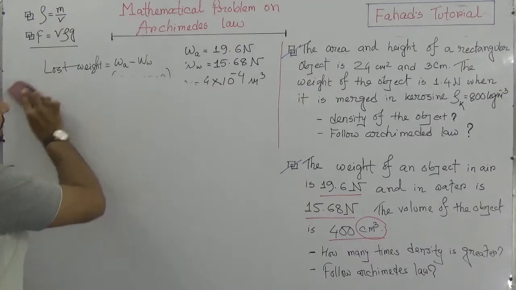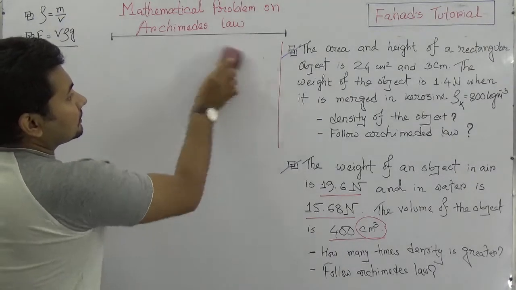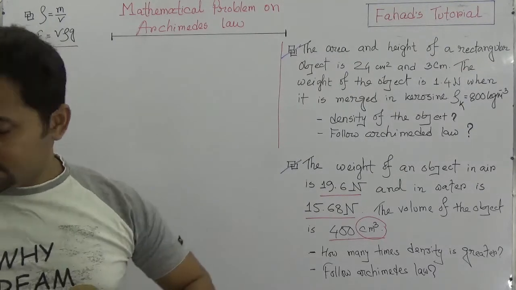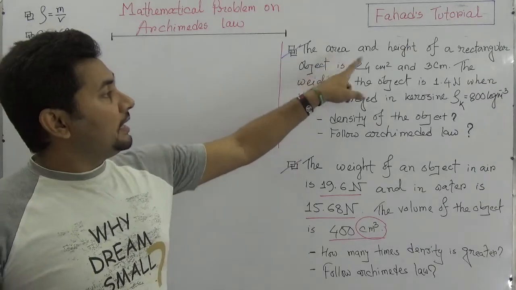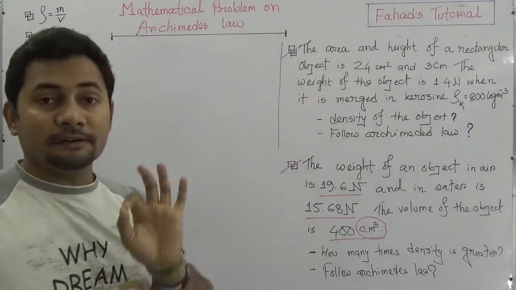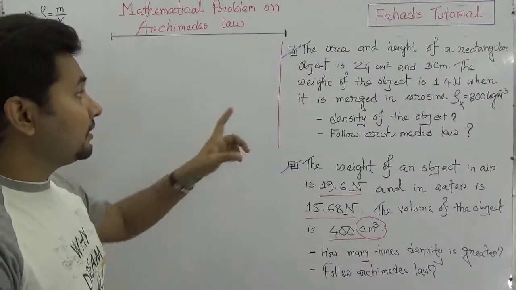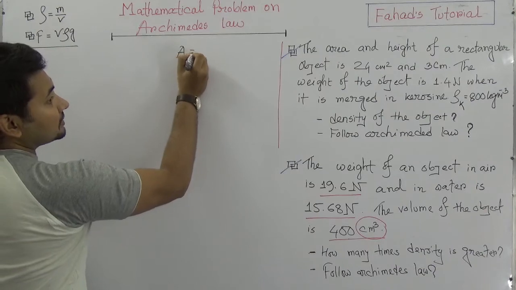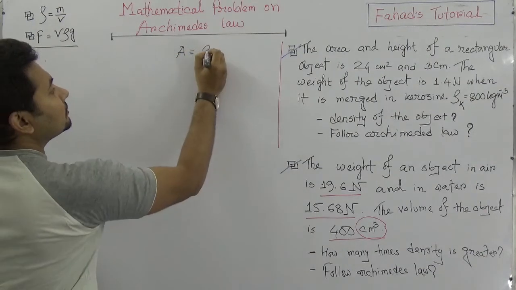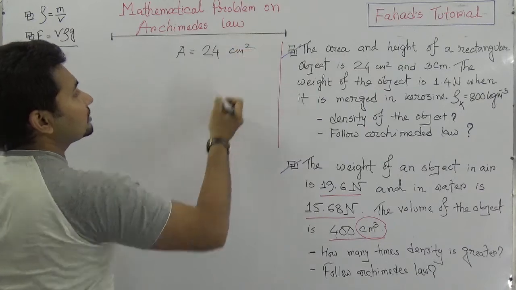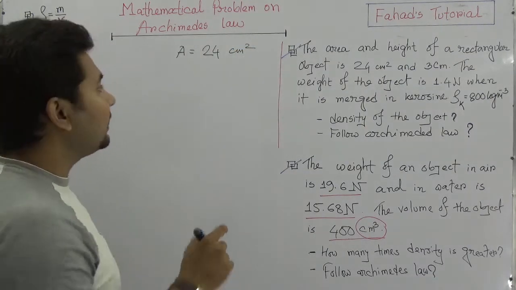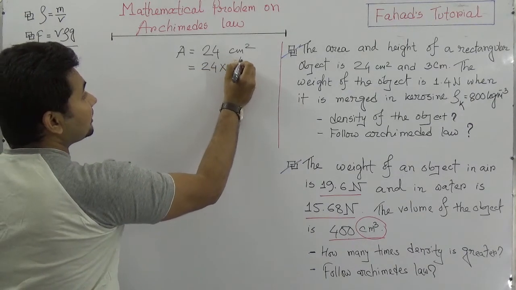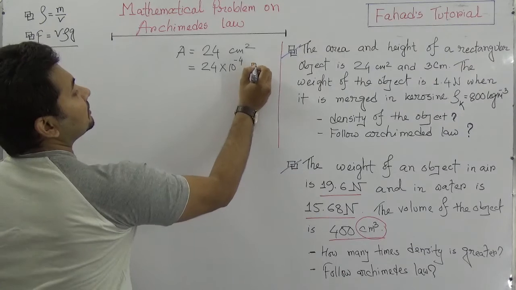So if you see the first question, it's given something like, okay, a similar test, but you see the area and the height of a rectangular object. So the rectangular object is given. The given data is the area, which is in centimeter square. If it is given as centimeter square, we need to make it meter square. In this case, what we need to do is multiply by 10 to the power minus 4, meter square.